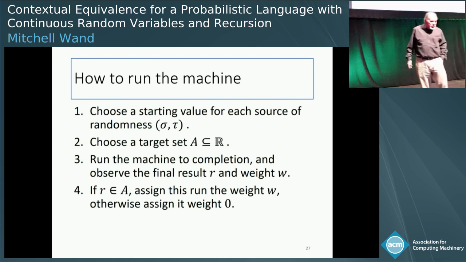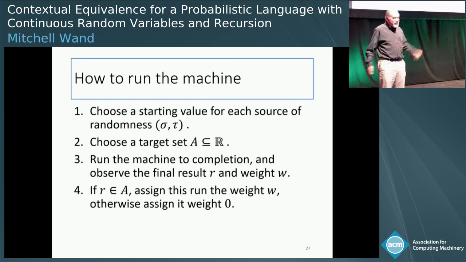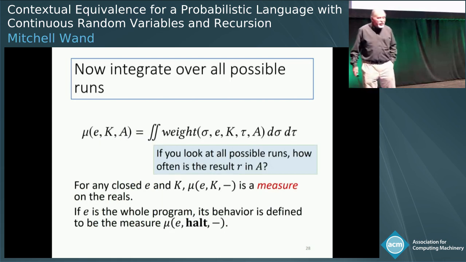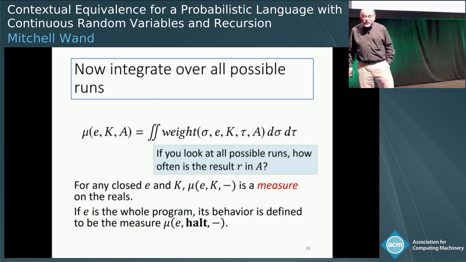Observe the final result R and the weight W. If R is in the target set, you accept this run, give it weight W, and throw it into your sum. Otherwise, throw it out. And now integrate over all the possible runs. If you look at all the possible runs, how often is the result in A? And this gives you a measure on the reals.